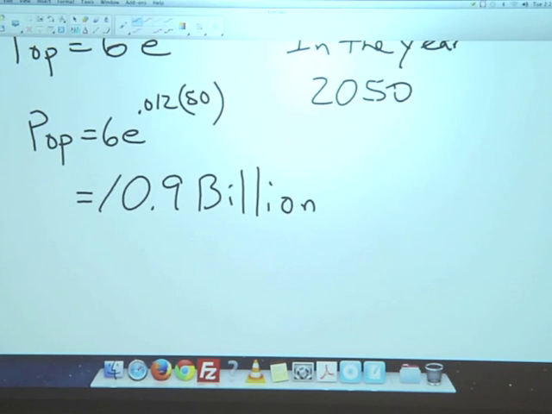So you never want to use e as one of your variable placeholders. All right. So you end up that in the year 2050, based on this calculation, there will be only 10.9 billion people on the planet. We are currently over 7 billion people on the planet, and growing.